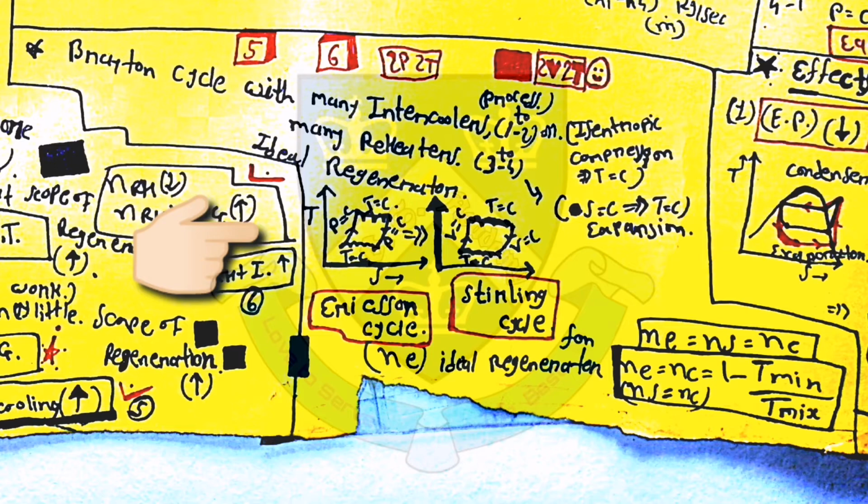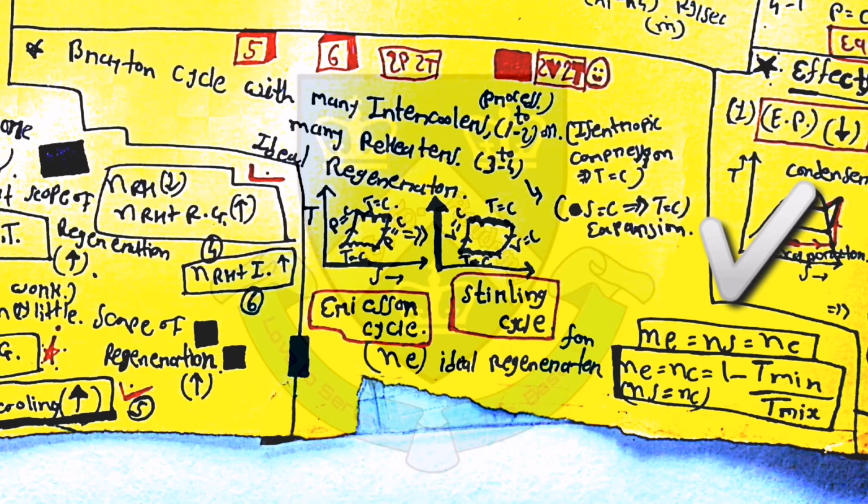In the Ericsson cycle, two processes are isothermal and two processes are isobaric. In the Stirling cycle, two processes are isothermal and two are isochoric. The efficiency of the Ericsson and Stirling cycles is equal to the efficiency of the Carnot cycle. So eta E is equal to eta C, which is equal to 1 minus T min upon T max. So these are the 6 cycles of thermodynamics.